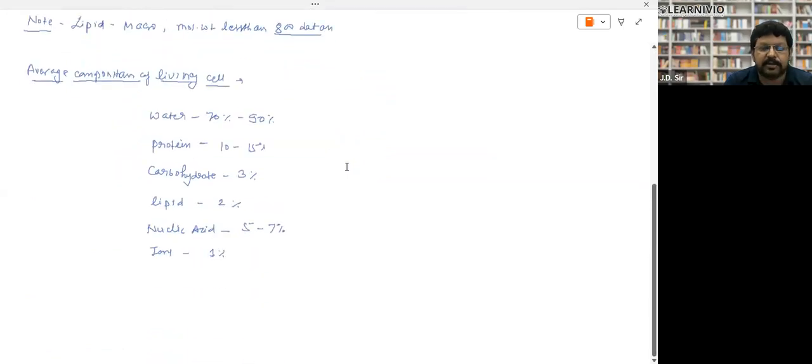So the next thing is the average composition of a living cell. Look, in the average composition of a living cell, the water content is 70 to 90%. So if we talk about the chemical composition of the cell, water makes 70 to 90% of the cell. Protein makes 10 to 15%, right? Carbohydrate 3%, lipid 2%, nucleic acid 5 to 7%, and ions 1%.